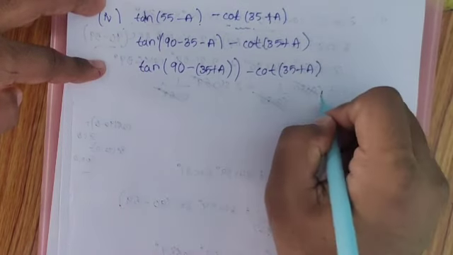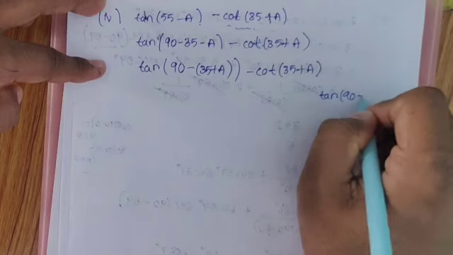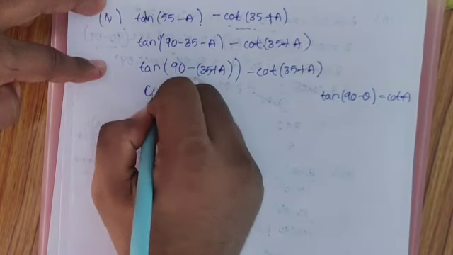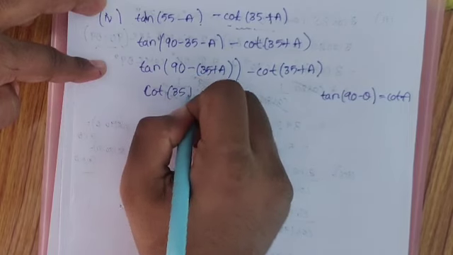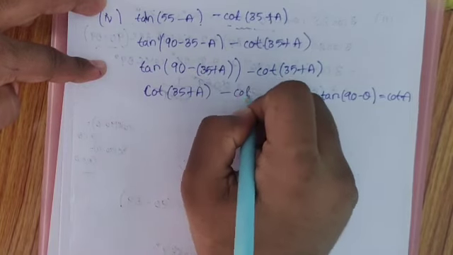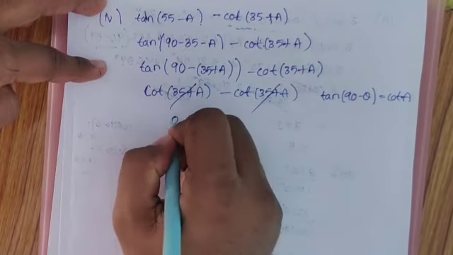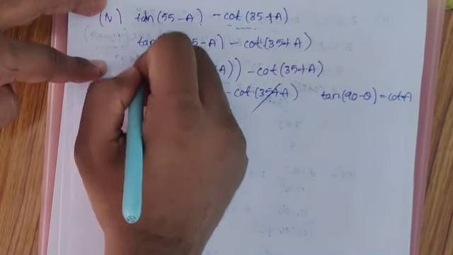Here tan of (90 minus theta) can be changed to cot theta. So it becomes cot of (35 plus a) minus cot of (35 plus a), which is already there. So this becomes cancelled, and the remaining thing is 0.